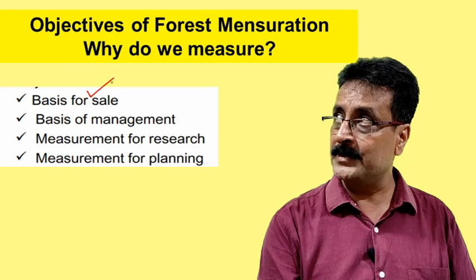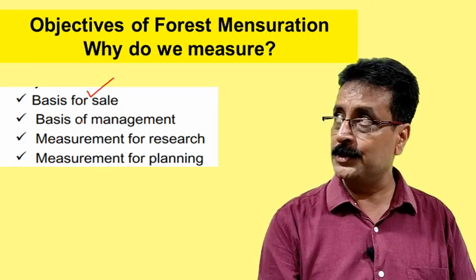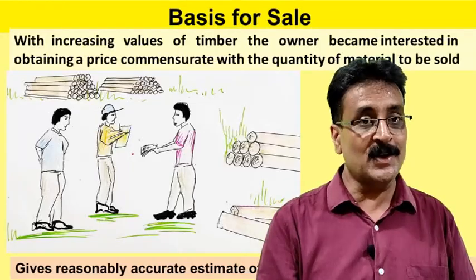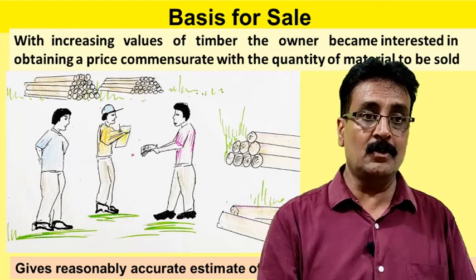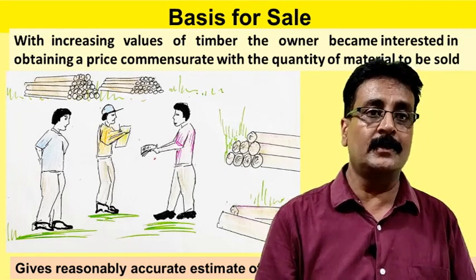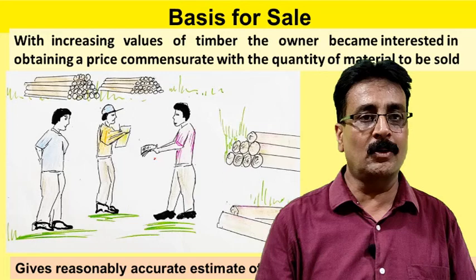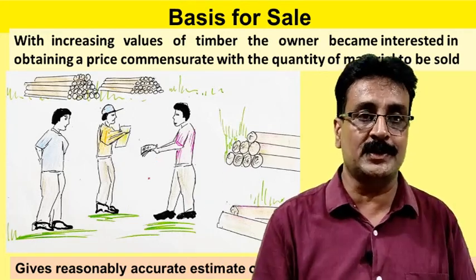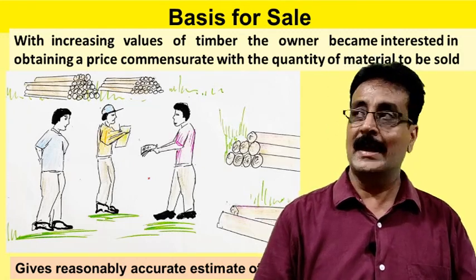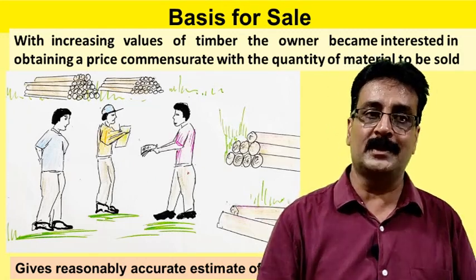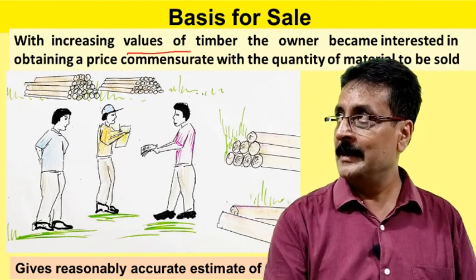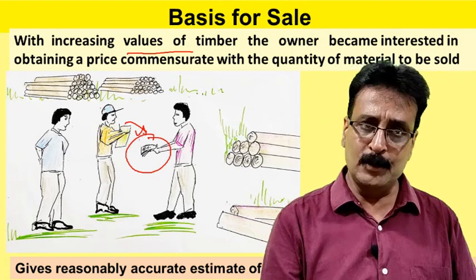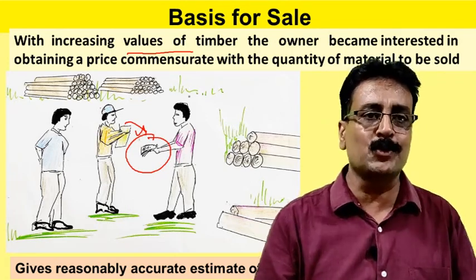Now we'll go to the basis of sale. We go for this objective. Next is for management, then for research and for planning. So the first one is the objective for sale. Now why do you need forest management? In early times there were a lot of trees, you could just say, okay, this much stack is there, you pay this much. But nowadays there is scarcity. So how do we need to sell it? We should know the measurement. By knowing the measurement, like increasing the value of timber, we know how much money we are getting without much loss. We should know about some accuracy.